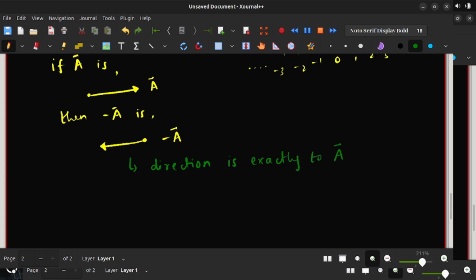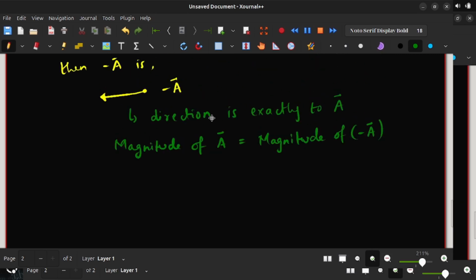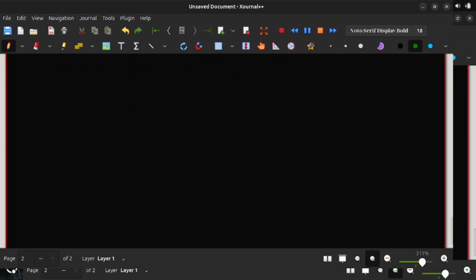Okay. But what about the magnitudes? Will the length change? It will not change. So the magnitude of A vector is equal to the magnitude of minus A vector. So when you take the negative of a vector, if you put the minus sign in front of it, the only thing that you have to do is change its direction. Its magnitude will not differ. Okay. So this was the negative of a vector. All these terminologies, all these vectors will be helpful to us.